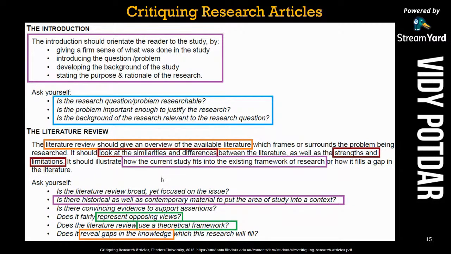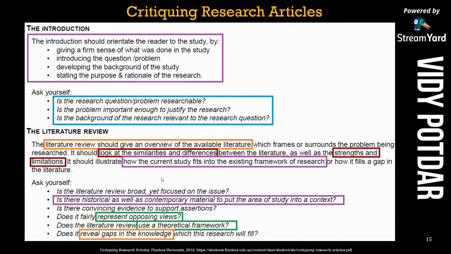Is the historical as well as contemporary material in the area put in context? Many a times I see papers which only have literature from the last 4 or 5 years, and the reason for that, like I said, may be that it was done in a rush. You quickly searched in Google Scholar between the last 5 years because you think that is where the literature would be, but that may or may not be the case. Some really good or seminal papers could be from the last 10 or 15 years. If you do not pick that up, you know that you have not done a good job.